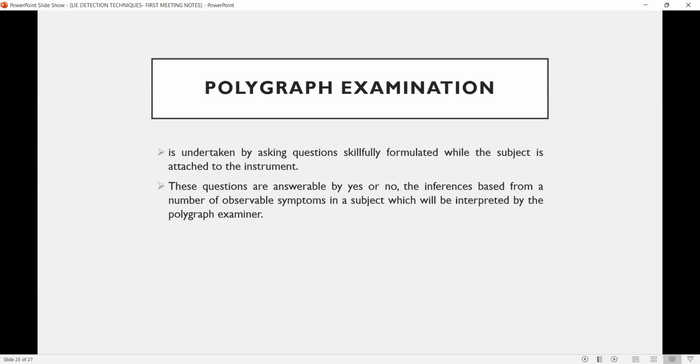Polygraph examination, of course, is undertaken by asking questions skillfully formulated while the subject is attached to the polygraph instrument. So, the conduct of polygraph examination is by the polygraph examiner or polygraphist. And these questions are answerable by yes or no. Okay? And then after that, ang tracings will be interpreted by the polygraph examiner. Or pwede ra po, si computerized polygraph ra ang mo-analyze or interpret sa result. Okay? Analog, of course, the polygraph examiner ang mo-interpret.